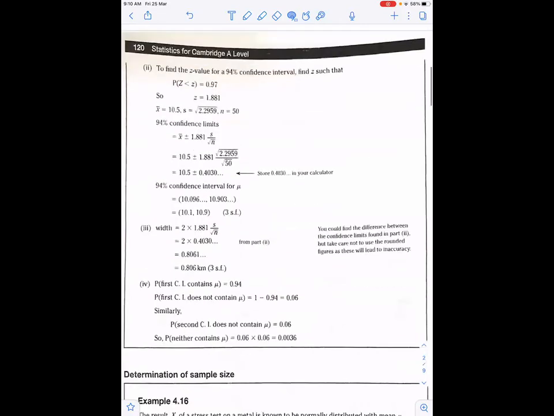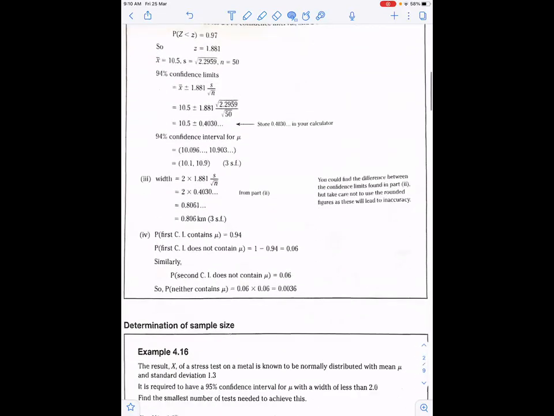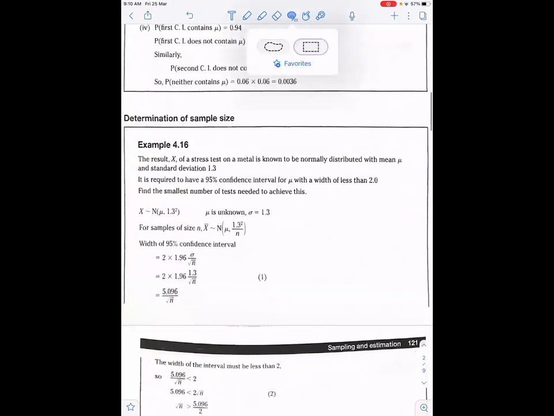Let's start with this example. The result X of a stress test on a metal is known to be normally distributed with mean mu and standard deviation 1.3. It is required to have a 95% confidence interval for mu with a width less than 2. Find the smallest number of tests needed to achieve this.